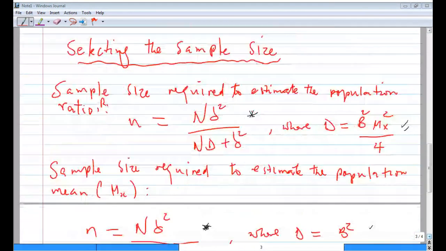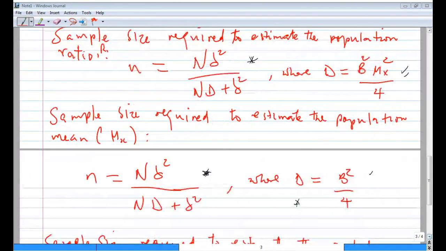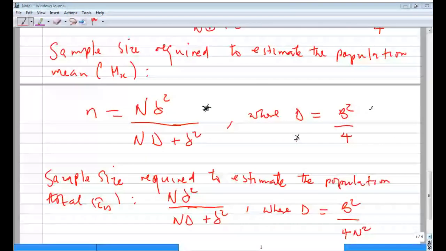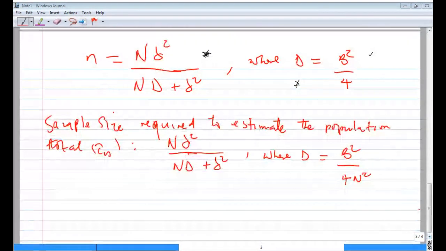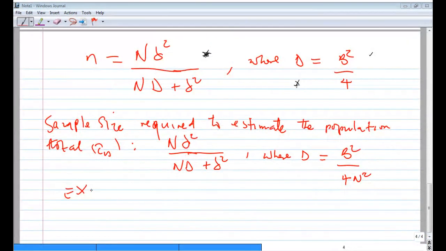Now let's go to the example, page 41. Example 5.2, page 41 on our lecture notes. Okay.